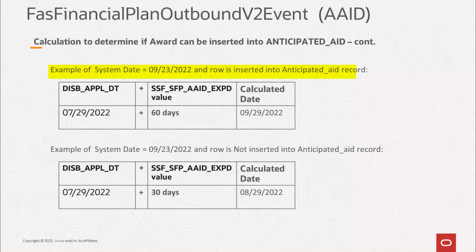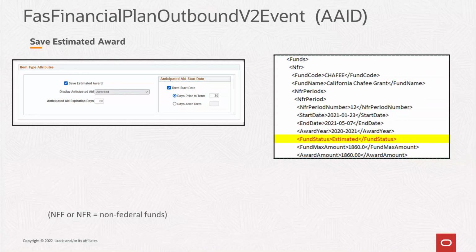In the second grid, it is showing an example where the calculated date is less than the system date, and that award is not inserted into the anticipated aid table. If your institution would like to include estimated non-federal funds into the anticipated aid record, the Save Estimated Award flag must be enabled along with the other SFP aid attributes defined on the item type.